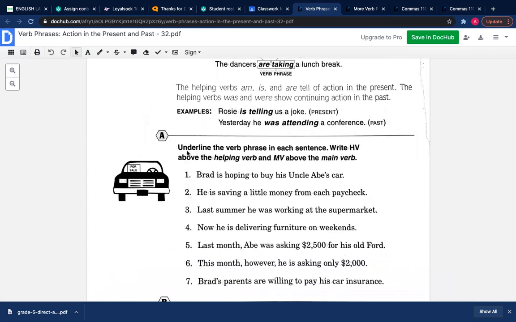Okay. In part A, your directions are to underline the verb phrase in each sentence and write HV above the helping verb, H for helping, V for verb, and MV above the main verb, M for main, V for verb. Okay. So let's annotate those directions so we know exactly what to do. We need to underline the verb phrase in each sentence. Then we need to write HV above the helping verb and MV above the main verb.